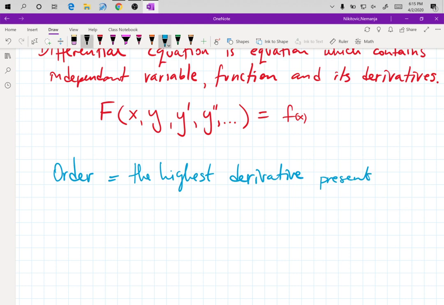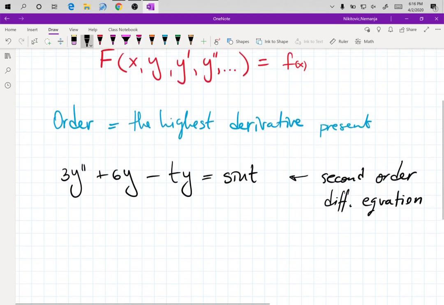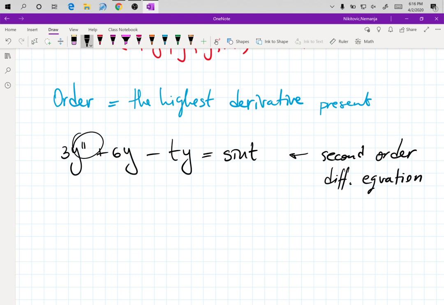So an equation like 3y double prime plus 6y minus ty equals sine t would be called a second order differential equation. Why second order? Because the highest derivative you have is the second derivative.